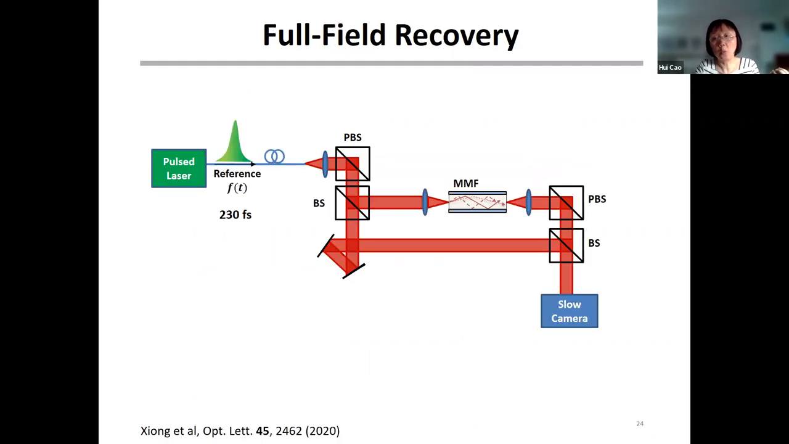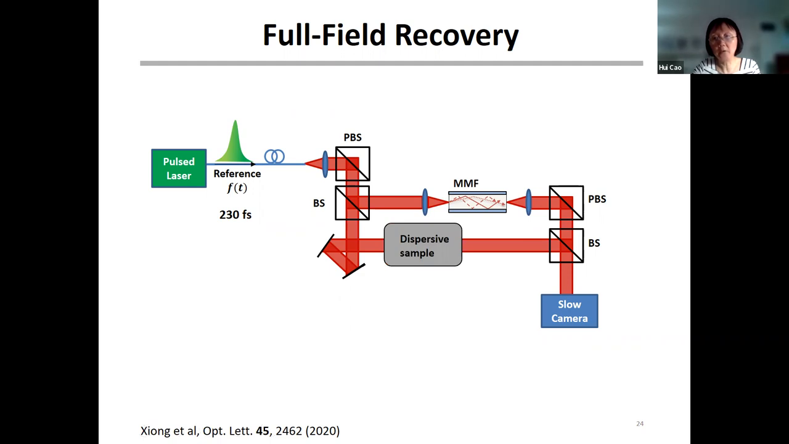So now let me show you one example first. We have to do a sanity check first. We have a reference pulse, which we know. One part we send through this fiber, and then we know the spatial-temporal speckle, right? And we also send it through the reference arm, and then we measure their interference pattern. In this way, we can see whether we can recover this pulse, which we know.